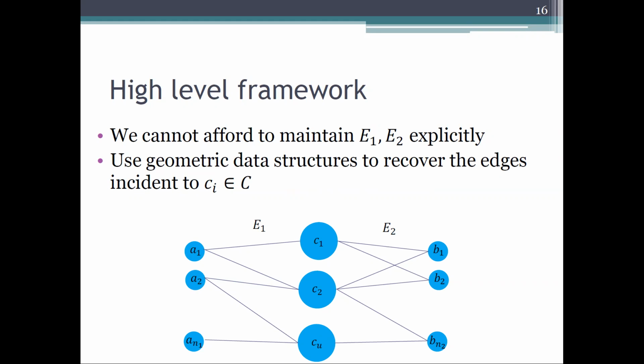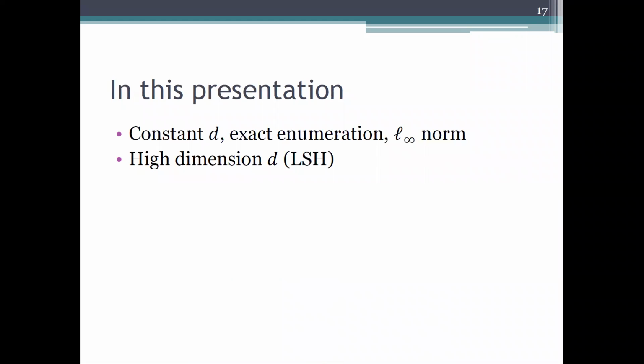Hence, we store and maintain a set of nodes C representing the bicliques as the user inserts or removes points. However, even in this case, we cannot afford to maintain the sets of edges E1 and E2 explicitly. Instead, we use geometric data structures to recover the edges incident to a biclique with delay guarantees. In this presentation, we will first show the results we have for the exact enumeration of the L infinity metric when the dimension D is constant. Then I will present the main ideas for the epsilon approximate enumeration in high dimensions.